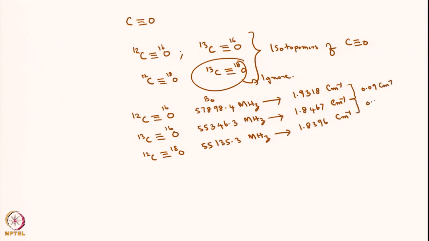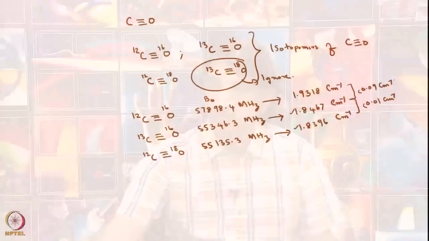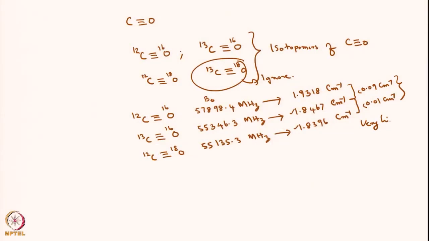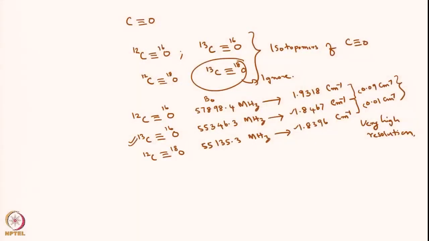Now, if you look at the difference, this is less than 0.09 centimeter inverse, and this is less than 0.01 centimeter inverse. Now, if I have to distinguish between these, then the resolution of my spectrometer should be better than 0.01 centimeter inverse, or at least half of that. So, if I have to distinguish the isotopomers of carbon monoxide, the microwave spectrometer that records this rotational spectra should have very high resolution, so that I can separate out these isotopomers. By the way, oxygen 18 is rare, but carbon 13 is 1% natural abundance. In fact, there are spectrometers in which you can record the spectrum of this using natural abundance.